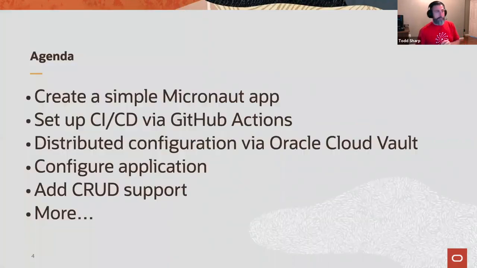So here's our agenda today. We're going to do a lot more coding, spend a lot more time in the IDE than we're going to spend in these slides, and I think you could all appreciate that. What we're going to do is create a simple Micronaut app. We're going to set it up for CI/CD via GitHub Actions. Then we're going to look at some other cool things like distributed configuration. We're going to configure the application for basically using Micronaut Data to do some persistence and so on and so forth.